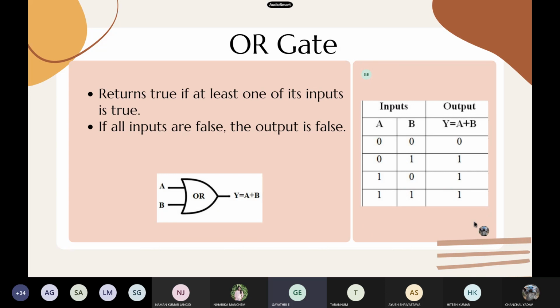OR gate. For this to give us a high output, the first input or the second input or both the inputs should be high. A false output is produced only when all the inputs are false.